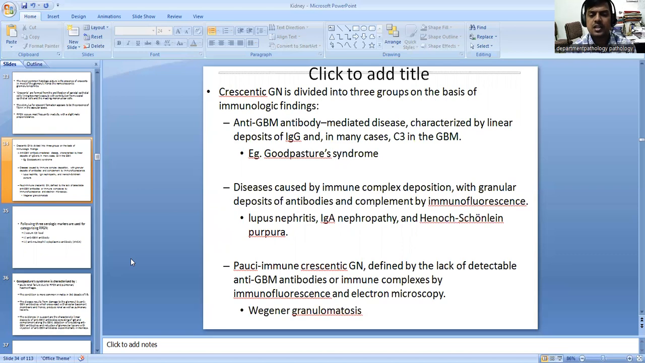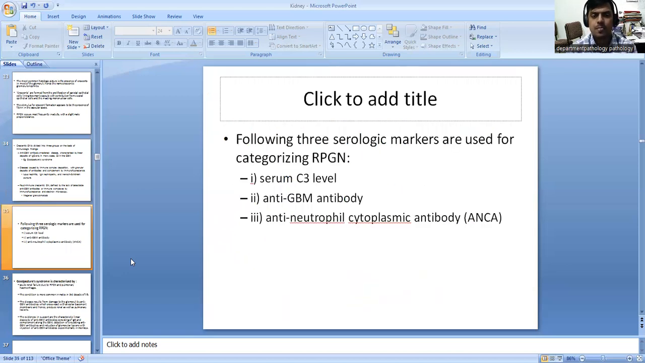Pauci-immune crescentic glomerulonephritis is defined by the lack of detectable anti-GBM antibodies or immune complexes by immunofluorescence and electron microscopy. Example is Wegener granulomatosis. The following 3 serological markers are used for categorizing RPGN. Number 1 is serum complement 3, C3 levels, anti-glomerular basement membrane antibody, that is anti-GBM antibody, and anti-neutrophil cytoplasmic antibody, that is ANCA.